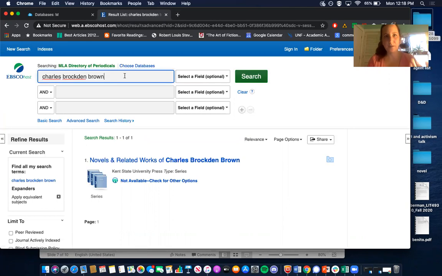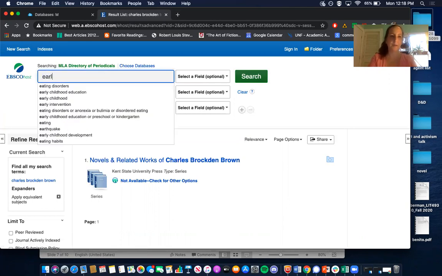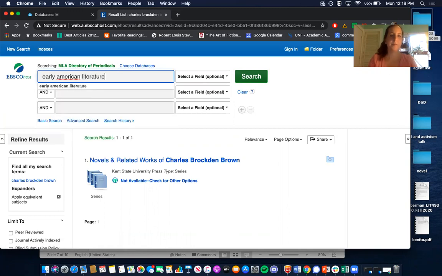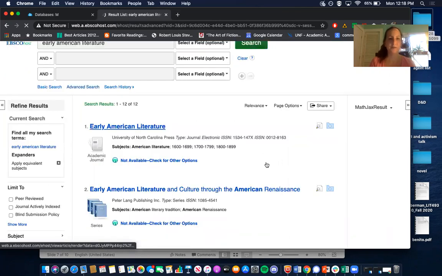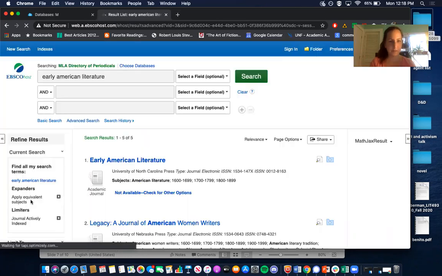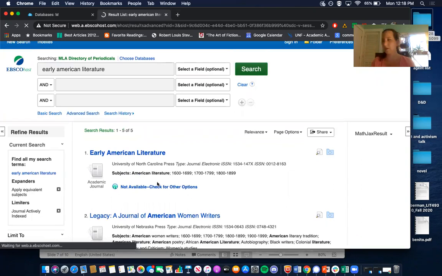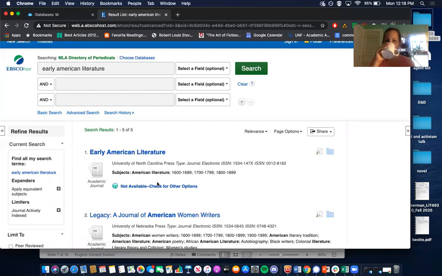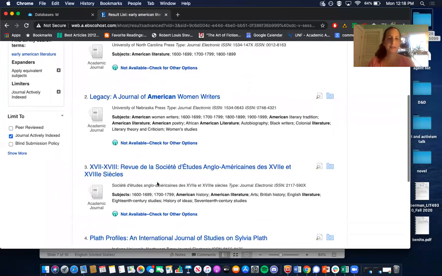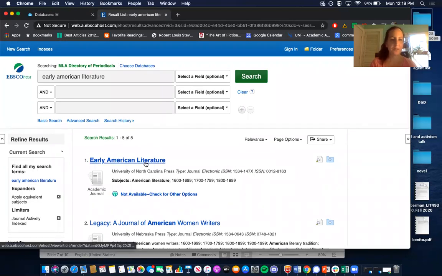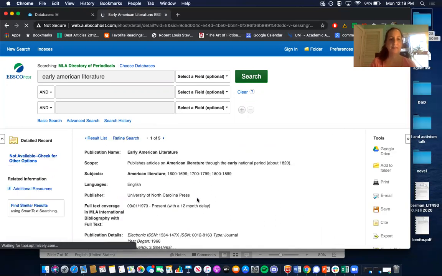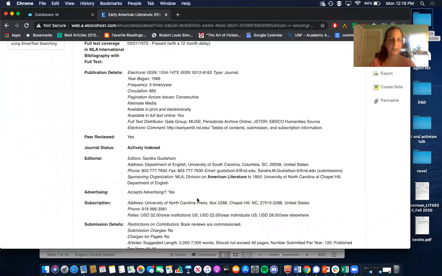There's like the Mark Twain Annual. Some authors have journals just about them. So I'm going to look up early American literature. There are 12, and I want to leave it to a journal that's actively indexed, so I narrowed it down here. There are 5 journals that are just about early American. And there's Early American Literature. Actually, that seems like the only one that's relevant to just early American, so I'm going to pull this up. Now, this looks like some weird information here, so I want to tell you what we're looking for.